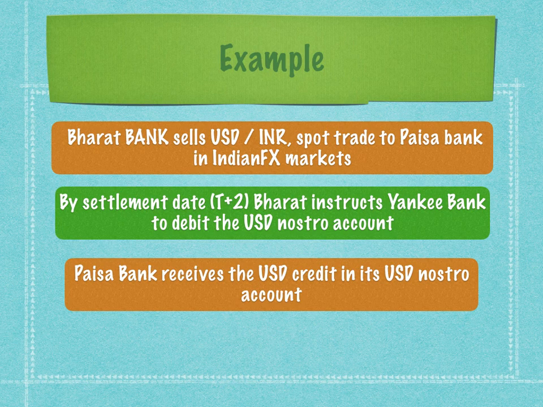After this, the next leg is Paisa Bank will receive the USD credit in its USD Nostro account, which can be with its other bank. Now, Bharat Bank has debited its Nostro account and it has received the rupees, and Paisa Bank has paid the rupees and it has received the dollar Nostro credit for the transaction. Now we can say the transaction is settled. These cross-border settlements are extremely crucial in terms of timing, accuracy, precision, and understanding.